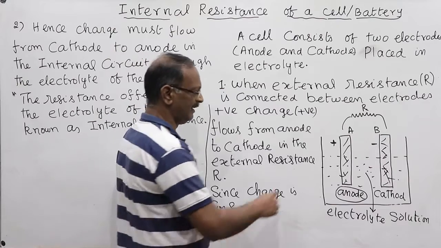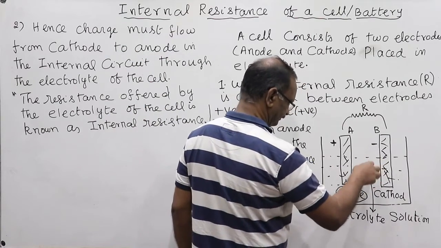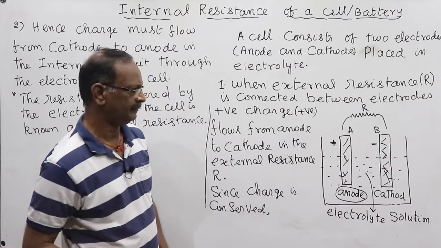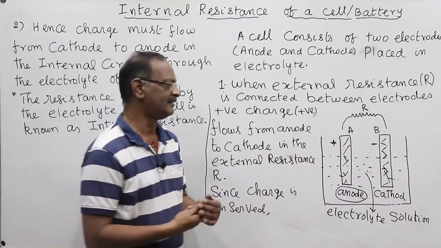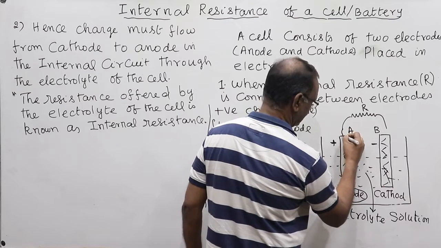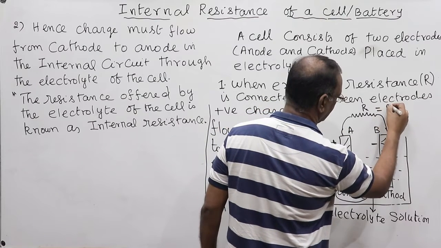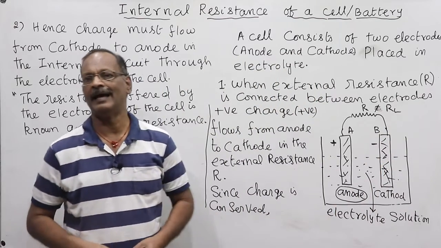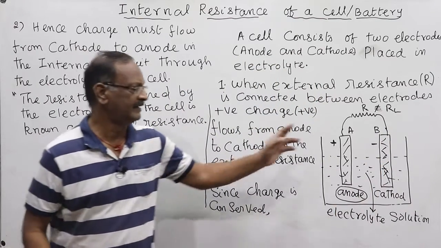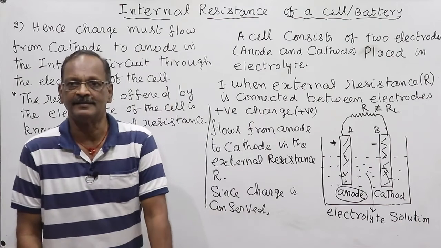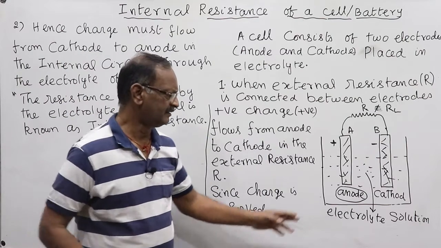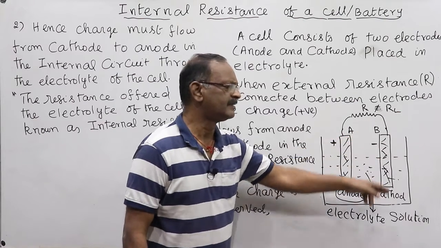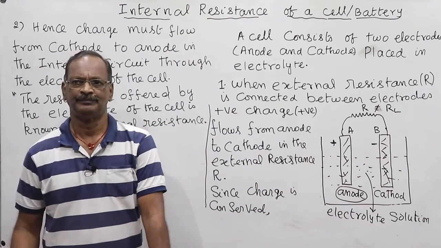This is a battery. A battery consists of electrolyte and two electrodes, called anode and cathode, dipped in the electrolyte. When an external resistance, that is, a load resistance, is connected between the electrodes, the positive charge flows from anode through this external resistance to the cathode.